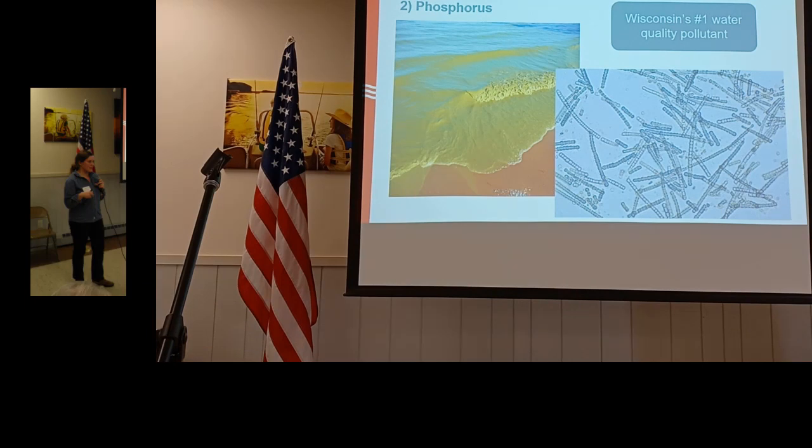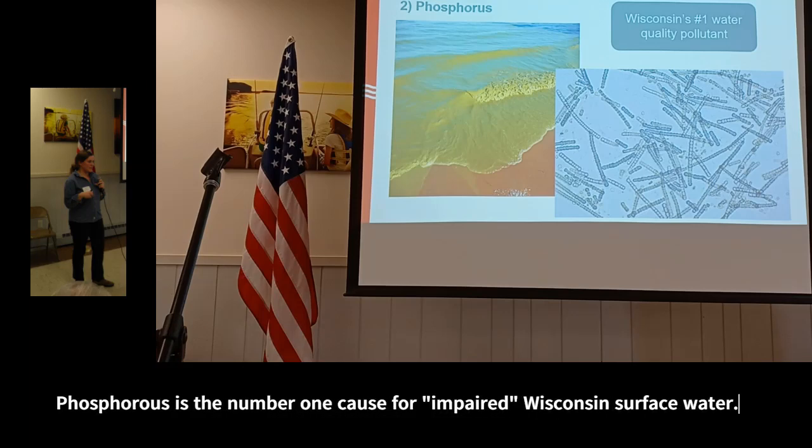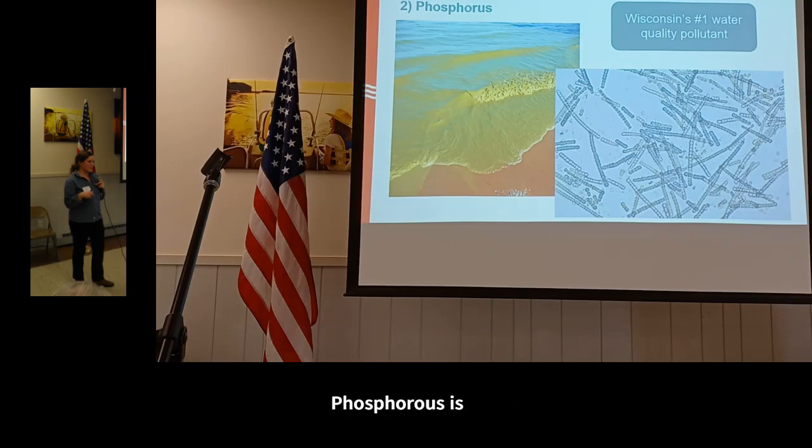Phosphorus is considered Wisconsin's number one water quality pollutant because it's the reason the majority of our surface waters in Wisconsin are listed as impaired by the DNR. Over here on the right, that's cyanobacteria. When we get excessive phosphorus into our aquatic ecosystems, the cyanobacteria, which is naturally occurring, really thrive with that influx of phosphorus, and they form these really big blooms, which sometimes become the harmful algal blooms we see on the left.